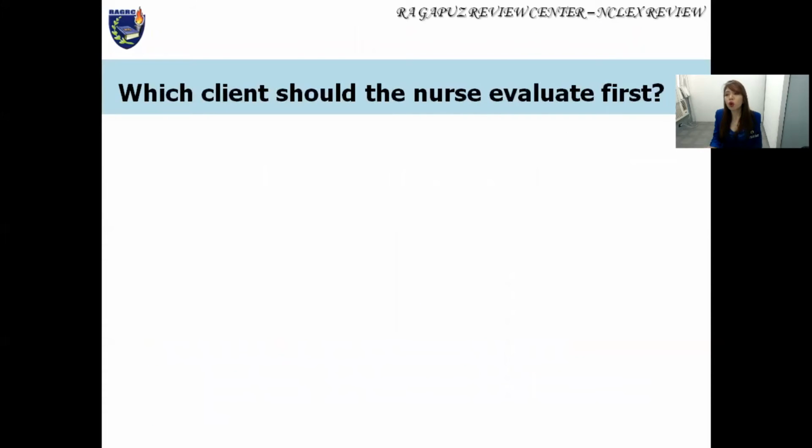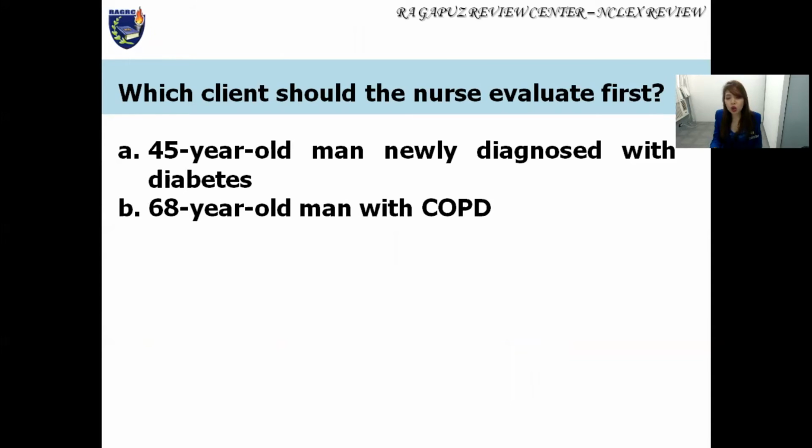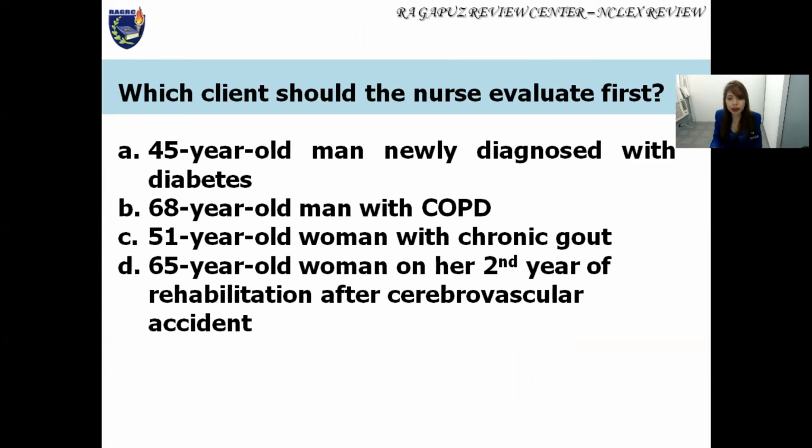Next. So if you're going to apply that, which client should the nurse evaluate first? Letter A, a 45-year-old man who is diagnosed with diabetes. Letter B, 68-year-old man with COPD. Letter C, 51-year-old woman with chronic gout. Or letter D, a 65-year-old woman on her second year of rehabilitation after cerebral vascular accident.